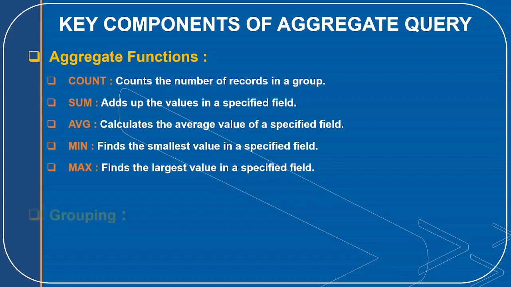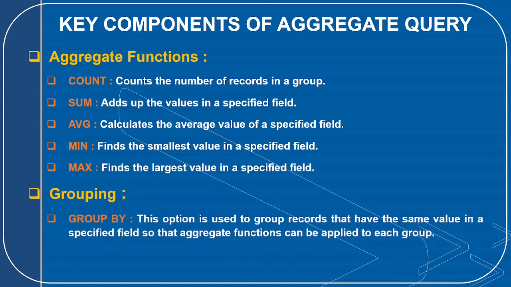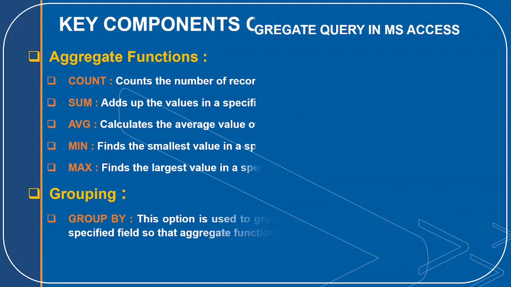Second key component is group by. This option is used to group records that have the same value in a specified field, so that aggregate functions can be applied to each group. These are the steps to create an aggregate query.